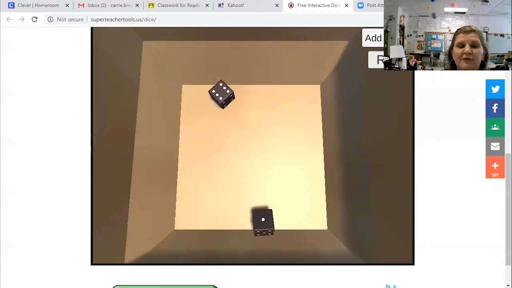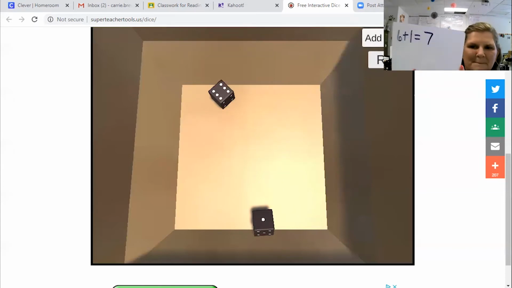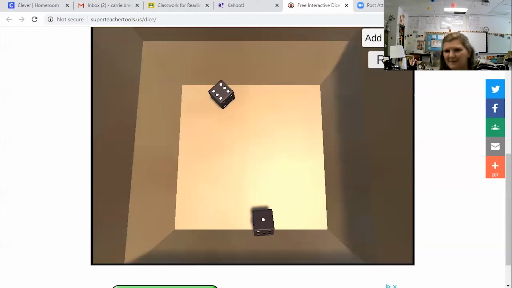All right, write the equation for this one and solve it. Find the sum. All right, show me what you got in 3, 2, 1. All right, let's see an orange justice if you got it. You got 7, let me see it. 6 plus 1 equals 7.